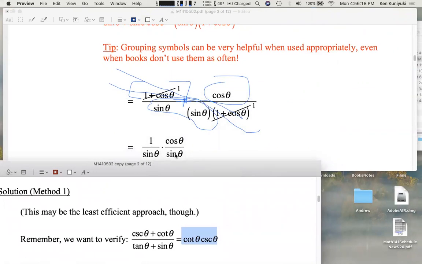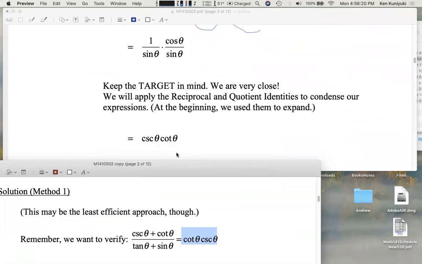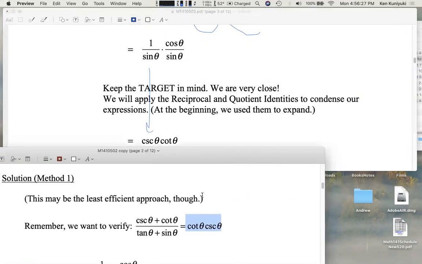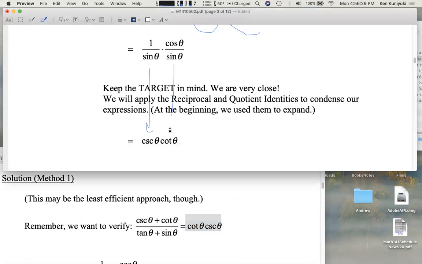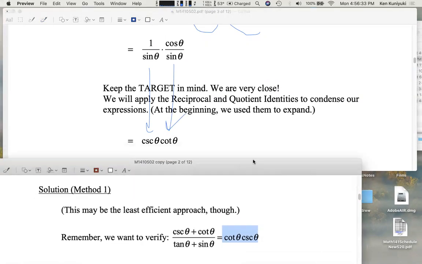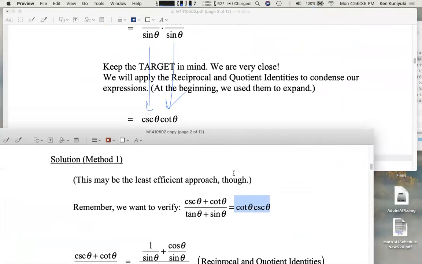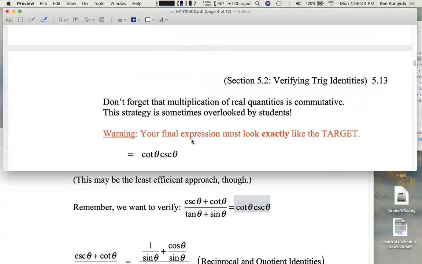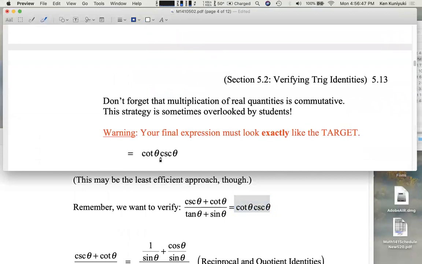What is 1 over sine of theta? It is cosecant of theta. And what is cosine of theta over sine of theta? It is cotangent of theta. Now, is this our target? Not quite. Our target is officially cotangent of theta times cosecant of theta. So let's switch these factors so that we get the right-hand side verbatim. Cotangent of theta, cosecant of theta. We can put parens.